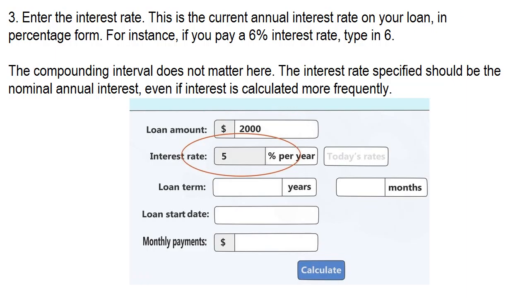3. Enter the interest rate. This is the current annual interest rate on your loan, in percentage form. For instance, if you pay a 6% interest rate, type in 6. The compounding interval does not matter here. The interest rate specified should be the nominal annual interest, even if interest is calculated more frequently.